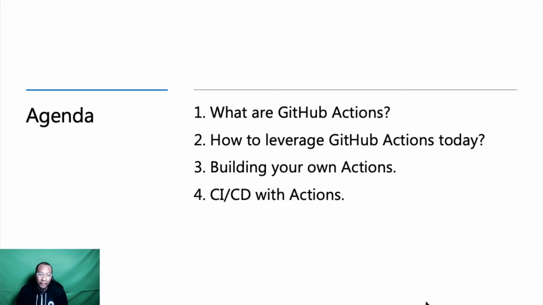In this video, we're going to cover 4 things. 1 is, what are GitHub Actions? 2, how to leverage GitHub Actions today. 3, building your own GitHub Actions. And then finally, we're going to walk through continuous integration and continuous delivery into the Azure portal for a .NET Core app.